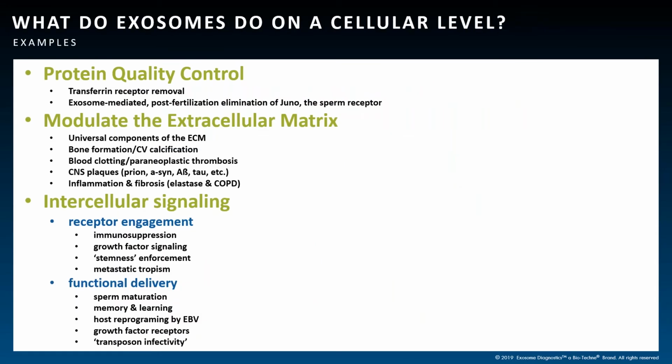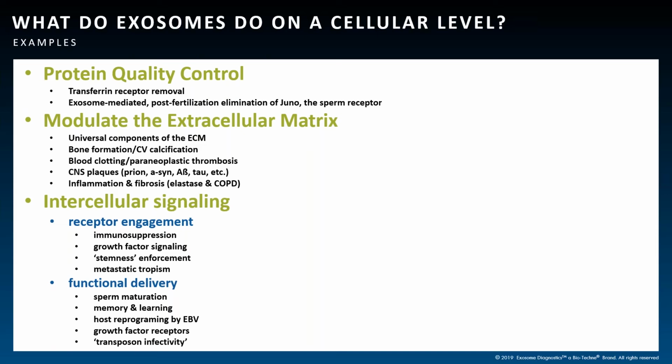But what do these exosomes do on a cellular level? Well, there are a lot of different cellular mechanisms that exosomes are part of. They're part of a protein quality control system, for example. A couple of examples here: the transferrin receptor removal from maturing reticulocytes. When a reticulocyte matures, it no longer needs the transferrin receptor, and one way of getting rid of that is to release it through an exosome. Exosomes can also modulate the extracellular matrix. They've been shown to be involved in bone formation, cardiovascular calcification, blood clotting, and in the case of neurodegenerative diseases, they carry prion proteins, alpha-synuclein, amyloid beta, etc., that are part of the neurodegenerative pathway.